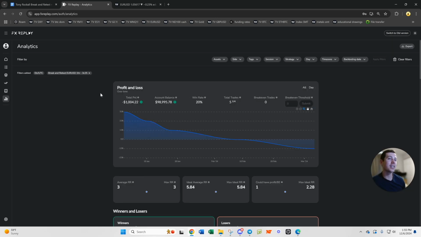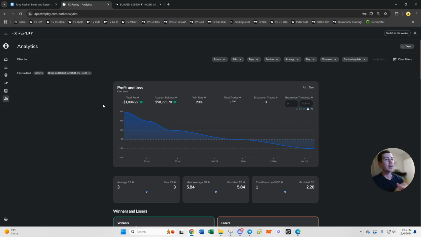This is the first strategy that we backtested that is not profitable, and this can be really frustrating if you're backtesting, and not only like we weren't able to get a lot of trades, but you also might feel like you wasted your time.